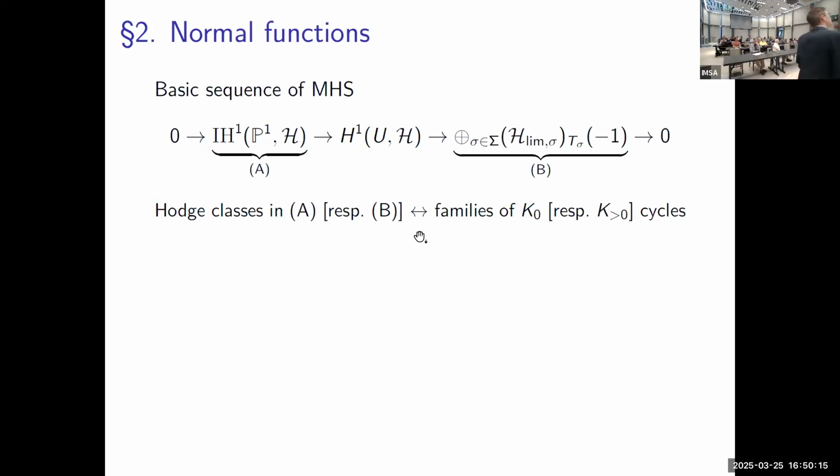Hodge classes on the left-hand side are going to correspond to families of K-naught cycles. So that's the usual situation, like divisors on a family of curves, 1-cycles on a family of 3-folds, things like that. That's K-naught, usual algebraic cycles. Hodge classes on the right-hand side, on the other hand, are clearly going to be some kind of algebraic cycle, or some kind of normal function that's singular in codimension 1.